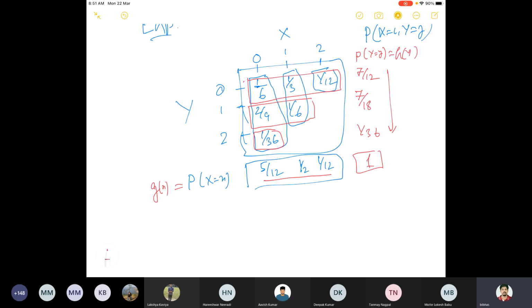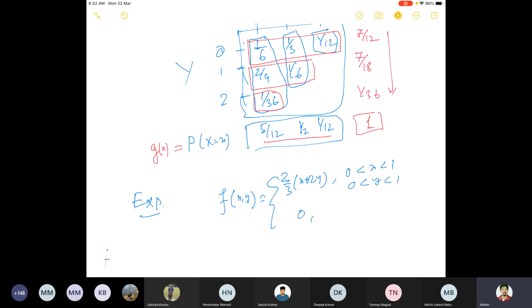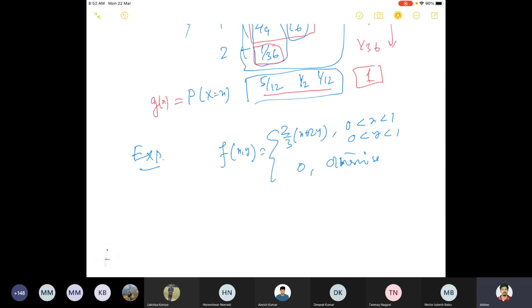Same thing, I can do it for a continuous case. For example, suppose I have f(x,y) equal to 2 by 3 times (x plus 2y), when 0 is less than x less than 1 and 0 is less than y less than 1, and 0 otherwise. The question is to find the marginal distribution of x and y.